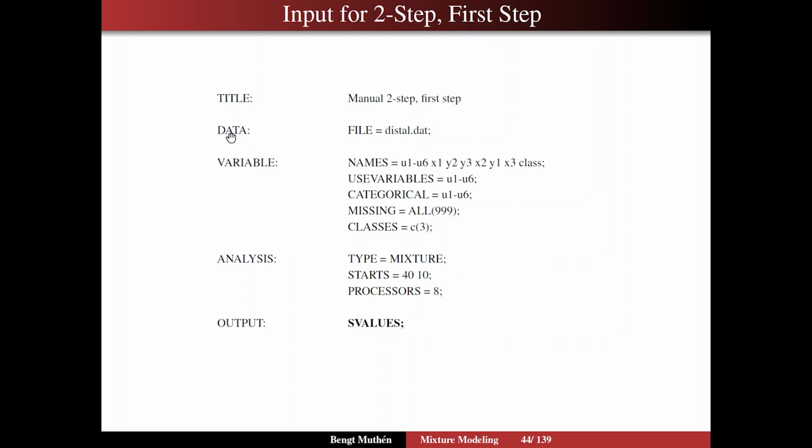Turning then finally to the 2-step approach, what is that like? Well, first step is the same as the measurement model. So we go back to the original data, and we have the use variables u1 through u6 again, the latent class indicators, they're binary, and we have a moderate number of starts. And now the only thing we do here that's specific to 2-step is ask for S values. You save the estimated values, or you have them in the output rather, and you can just copy them there.